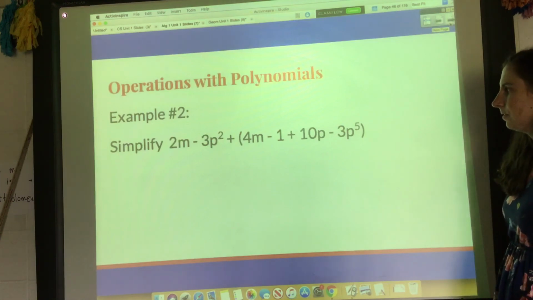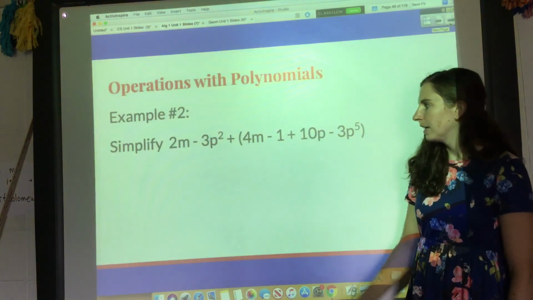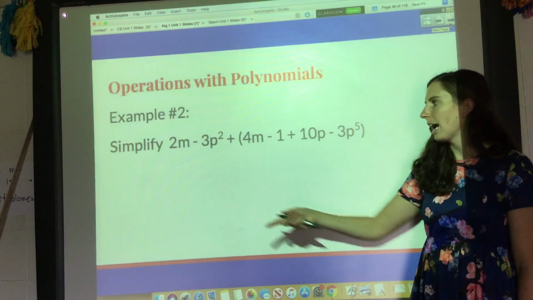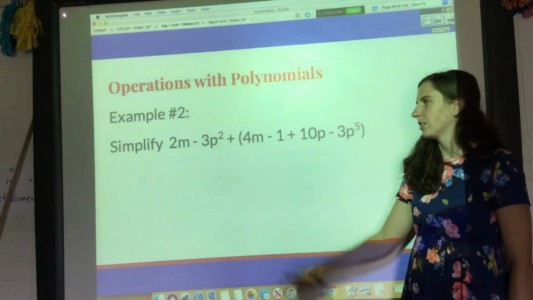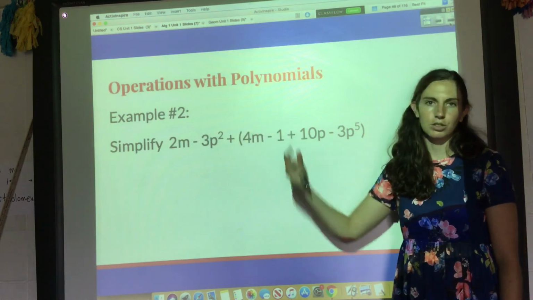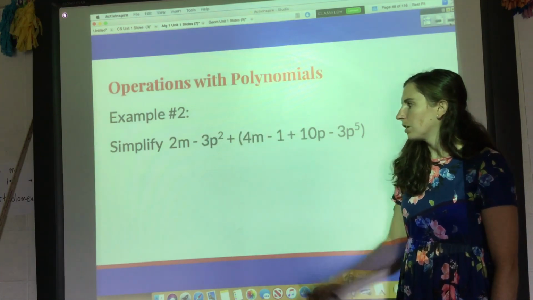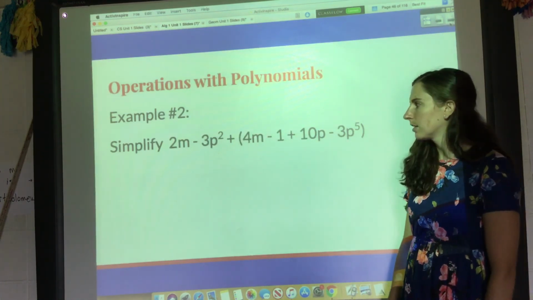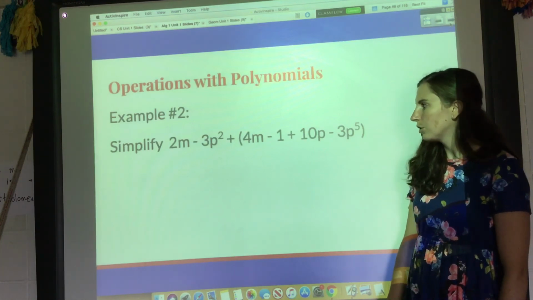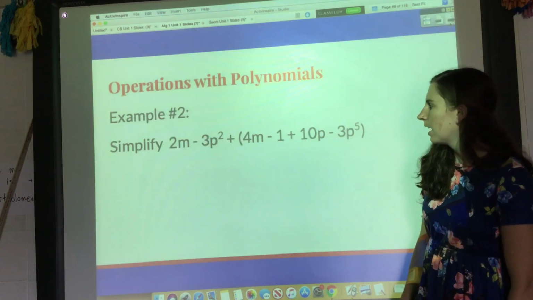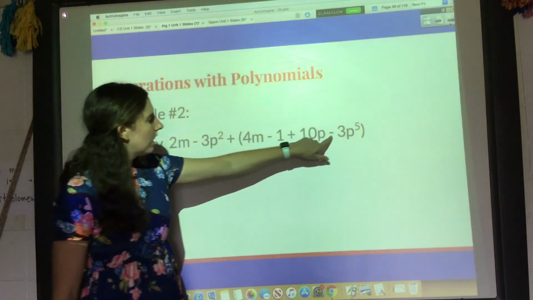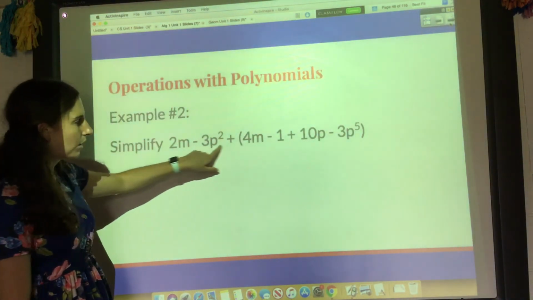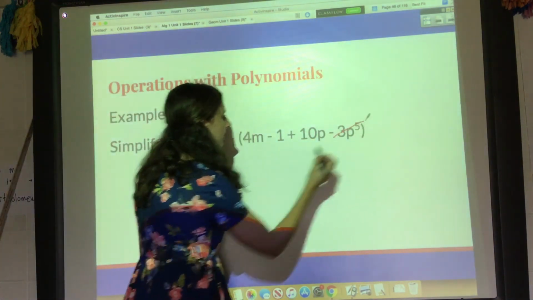Let's try another one. Here's a polynomial, we're adding them together. Again, the parentheses aren't necessary here because there's nothing in front that needs distributed. So you could basically just ignore the parentheses. Again, I'm going to look through and try to find some like terms. I like to start with the highest exponent stuff. This is p to the 5th. There are no other p to the 5ths, so that's by itself.